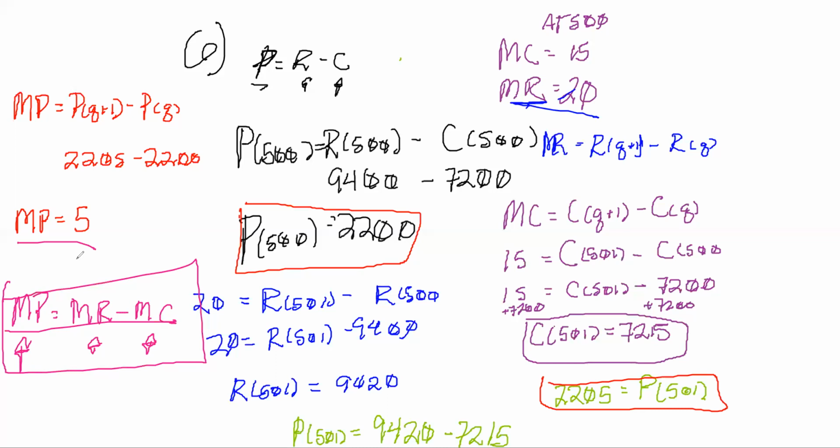Yeah, if they did not provide you with the marginal cost and marginal revenue, you couldn't answer part B, because you'd be missing too much information.